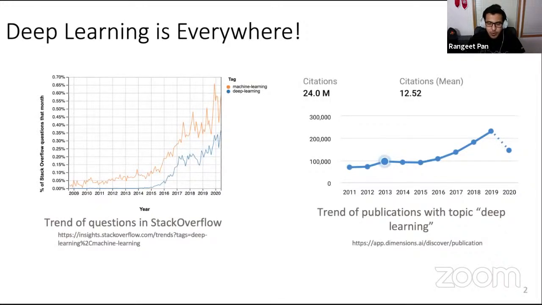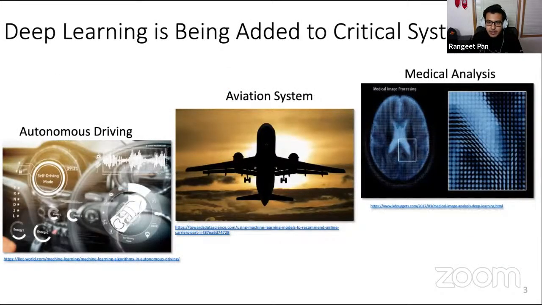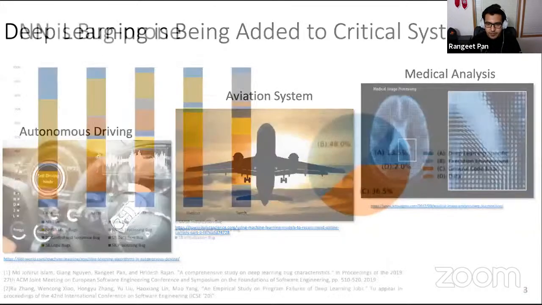Before focusing on the work, one question can be, why deep neural network? Because deep neural network is everywhere now. The chart on the left-hand side shows the tremendous increase in popularity of machine learning and deep learning in the last couple of years. The chart on the right-hand side shows the increasing number of publications with the top topic deep learning. And deep learning is added to safety critical systems, for example, autonomous driving, aviation systems, and medical analysis. Thus, testing and verifying systems that use deep learning is becoming important.